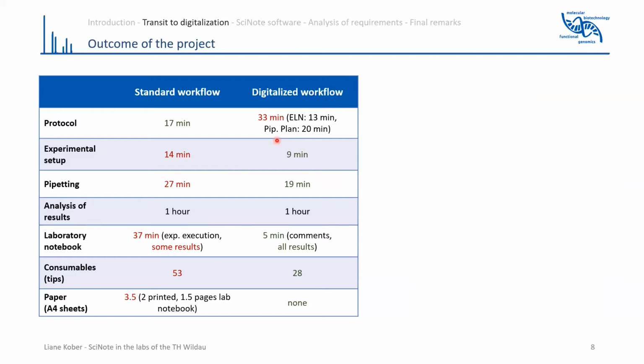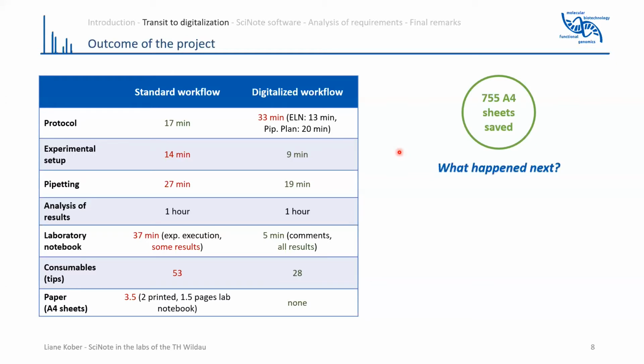So that way, by using a digitalized workflow, you can really reduce the amount of time from 2.5 hours on the left to about 1.5 hours. And besides, you have all your results saved in your ELN. And here we also needed fewer consumables and of course no paper. So at the end of this 4 weeks project, SciNote told us we had saved around 255 A4 sheets. Of course, they included here all the results we uploaded there. But I think this is remarkable.